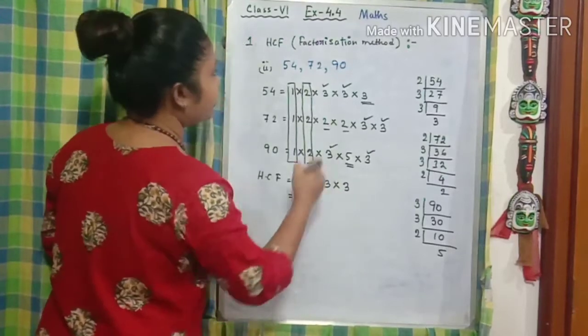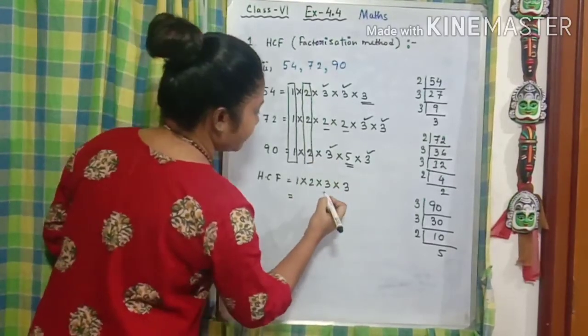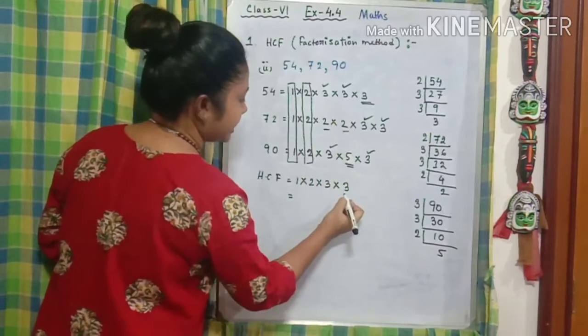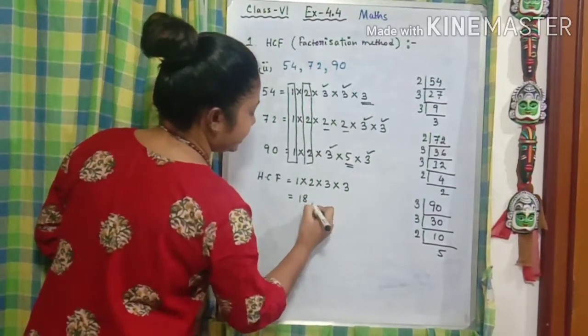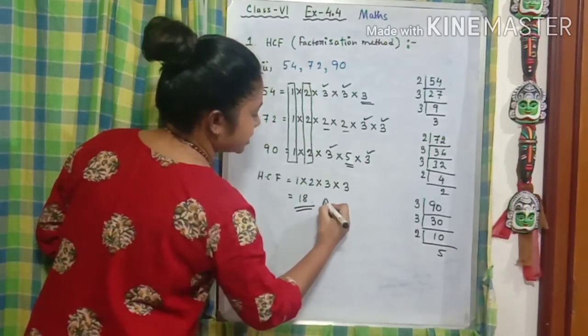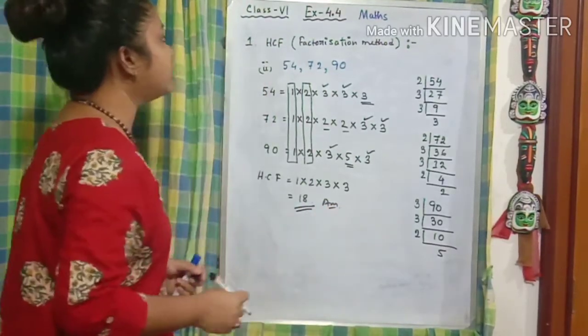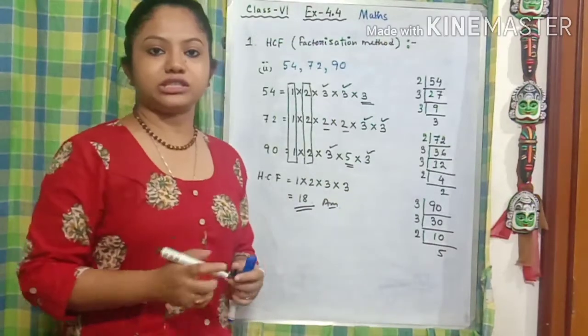So eventually, what is the highest common factor between these three numbers? That is 3 3s are 9, 9 2s are 18. So 18 1s are 18. So this is going to be our answer. And this is how we find out the HCF by using the factorization method.